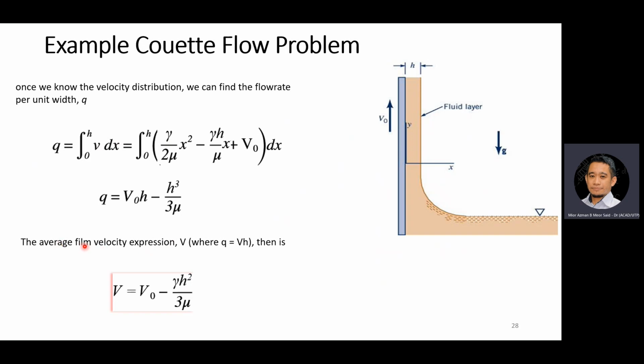What we want to find is the average film velocity, where from the general equation the volume flow rate equals the velocity times h. Sorry, the velocity will equal the volume flow rate divided by h, so Q divided by h. So the average film velocity is given by v equals v naught minus the specific weight times h squared over 3 viscosity.